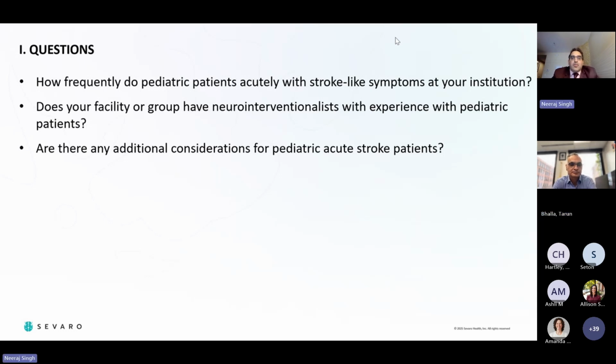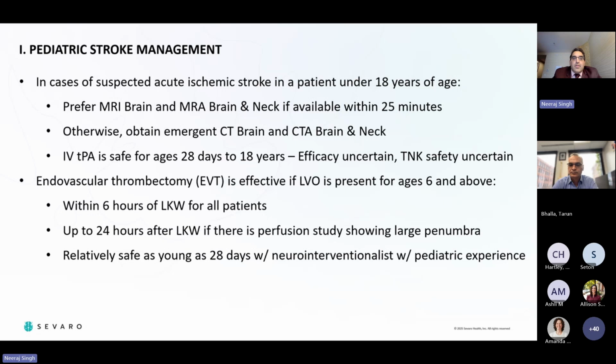And we do have a question in the chat that's important. Karen Greenberg mentions one of the absolute contraindications for TPA or TNK is age under 18. So the question is, have AHA and the American Stroke Association officially changed the indications and contraindications at this time? So the answer to that is yes, in the case of TPA. So again, I'll just go back. In the case of specifically TPA or alteplase, age under 18 is no longer a contraindication. Technically, age under 28 days is the contraindication. So 28 days to 18 years is considered safe to administer it.